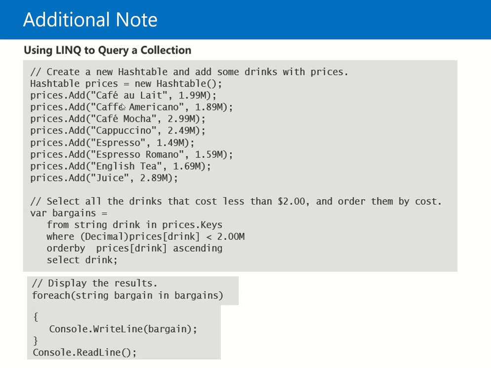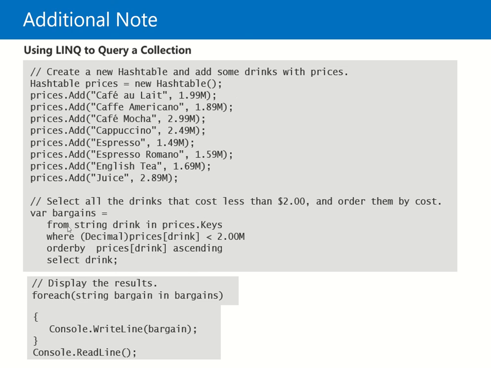Now it will check if the price of the drink, which is the string here, which is the key. So the first check, it will check the prices of the cafe outlet, because that's the first key. Is it less than 2? Yes, it is. So it will capture this, and then we check each of them.